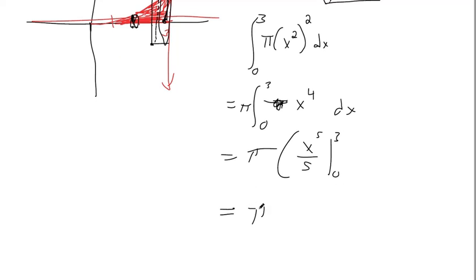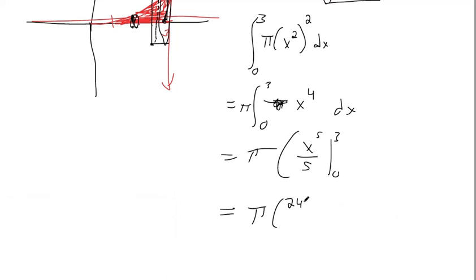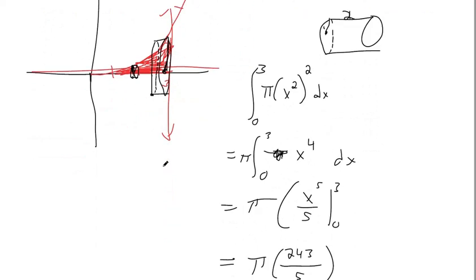And so that's just 3 to the 5th power. I don't know what that is. Somebody does. Oops. 2, 3, 4, 5. So it's 243 over 5. So 243 pi over 5 is our answer. That's the volume of that tornado, of that cone that we were talking about.